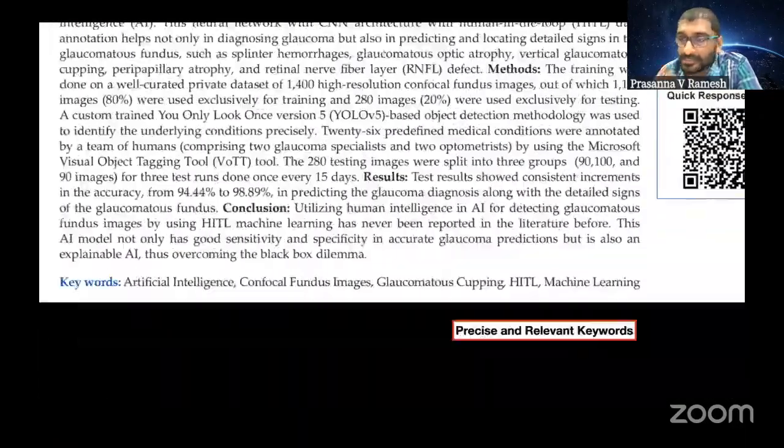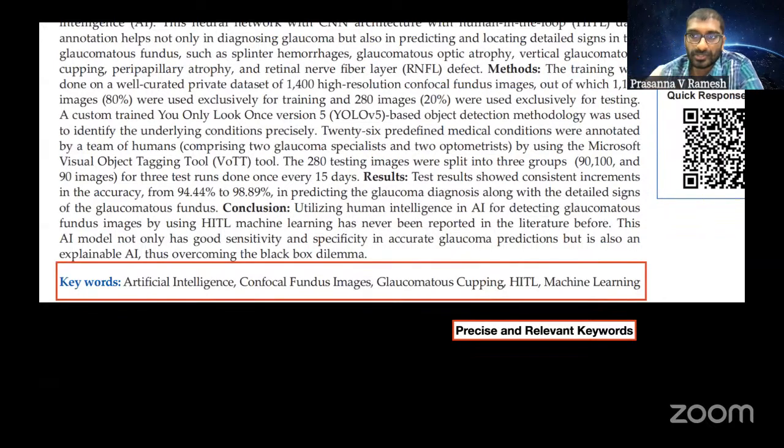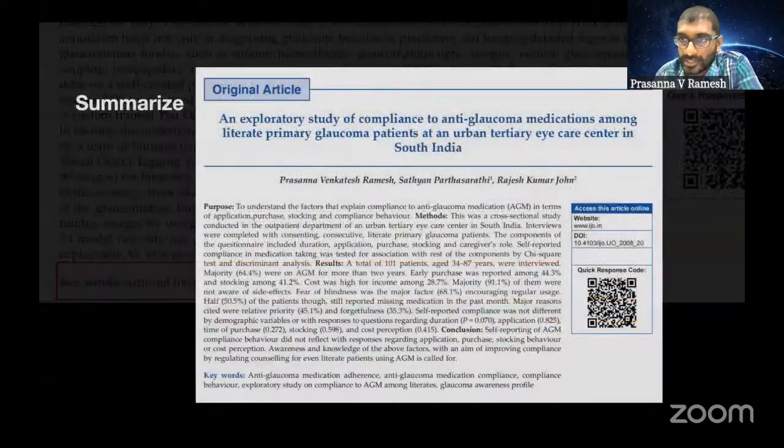Keywords are very important because they should be precise and relevant for your paper, which is what people are going to search in Google Scholar or even PubMed.